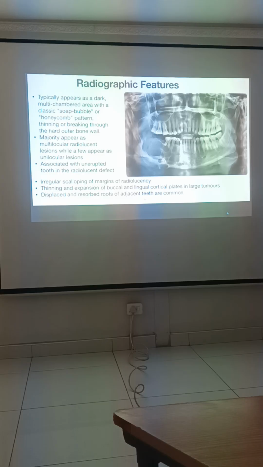As I said, some of them appear unilocular. And then these lesions are also usually associated with unerupted teeth. So you would find an unerupted tooth in the radiolucent area.